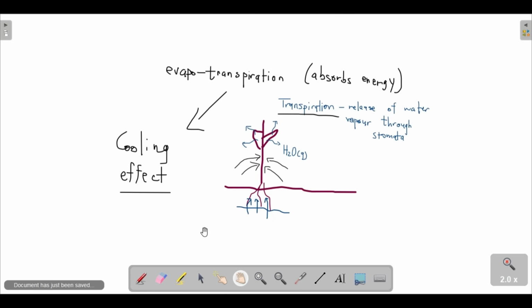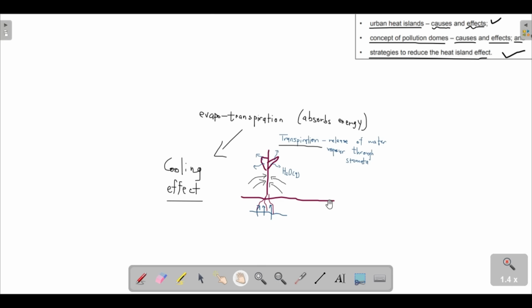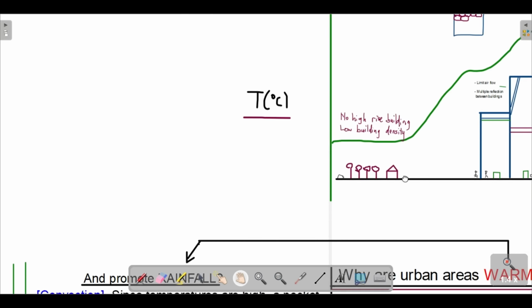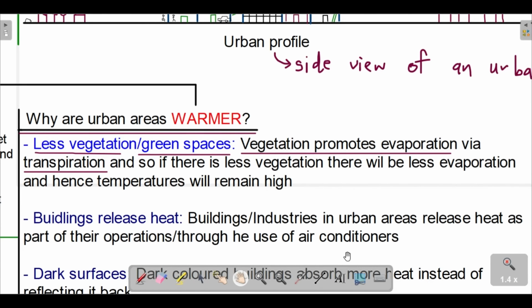Fountains promote evaporation, and then evaporation lowers temperatures or has a cooling effect. Okay, so that's how that happens. That's how you explain that. But you don't have to go down deep. I just want to ensure that you understand what you are talking about.